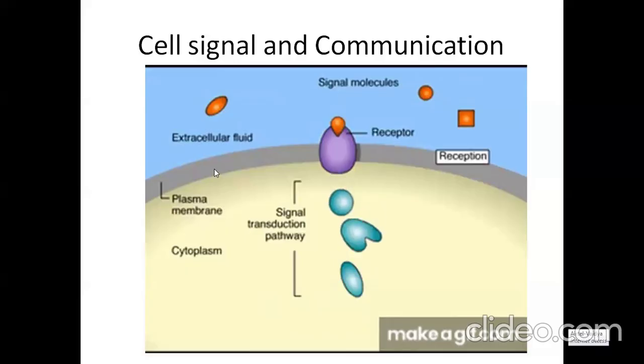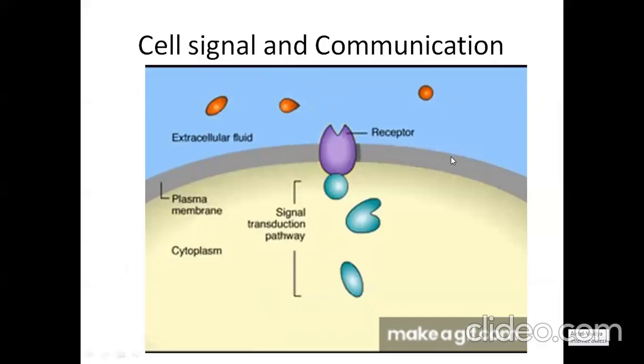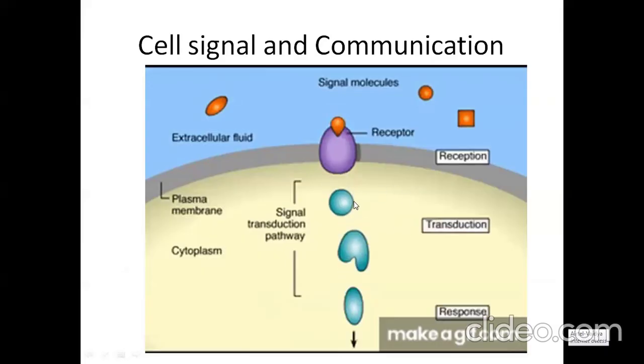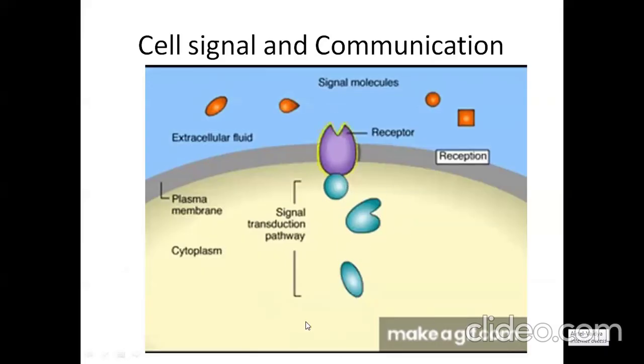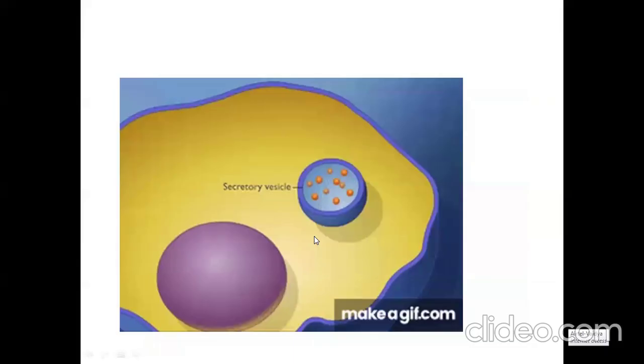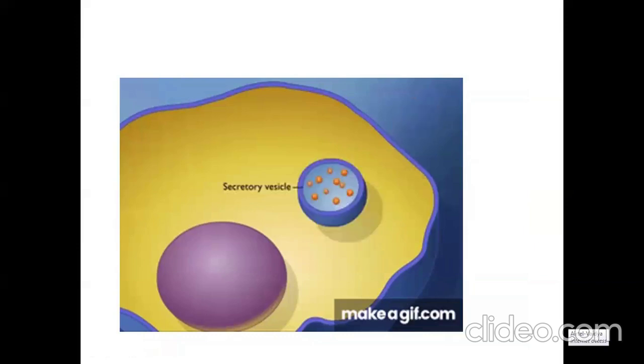That needs to be communicated in a proper way, and that is done with the help of the plasma membrane. See here, the signal transduction pathway, and this is the plasma membrane. When the signal molecules in the extracellular fluid come and attach to the receptors, immediately it gives the response. When the receptor receives the molecules, automatically the transduction takes place and gives the signal. So this is done with the help of the plasma membrane. It is very, very important.